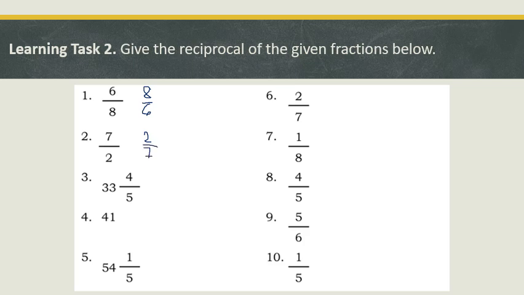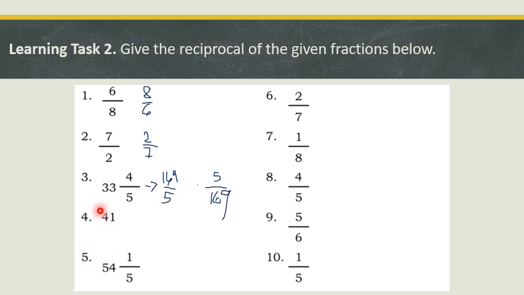Paano naman kaya yung 33 and 4/5? Paano natin yan gagawin? Change muna natin yung 33 and 4/5 sa improper. I-multiply lang natin yung 33 at saka 5. 33 times 5 is 165. Tapos, add natin numerator plus 4 is 169. Ito ay magiging 169/5 kasi 5 ang denominator. Ito yung lalagyan natin ng reciprocal. Ang reciprocal niya is 5/169.